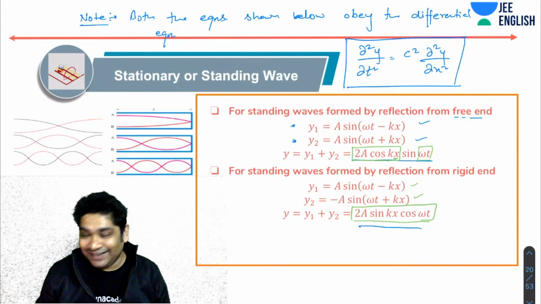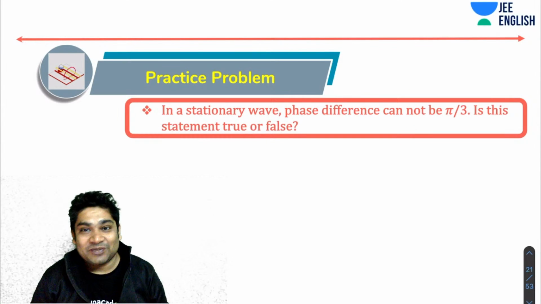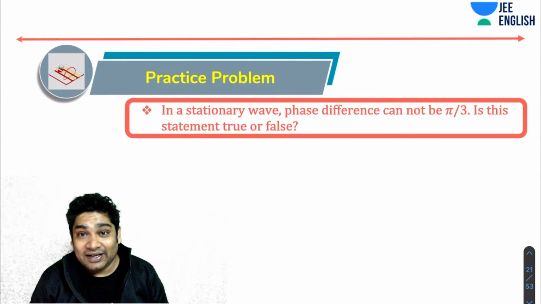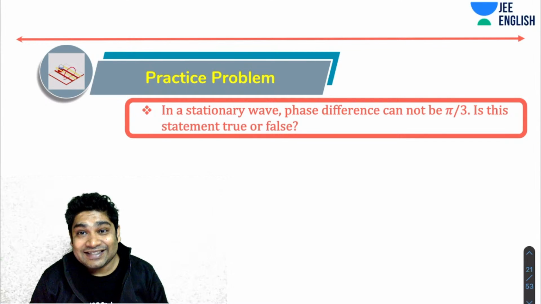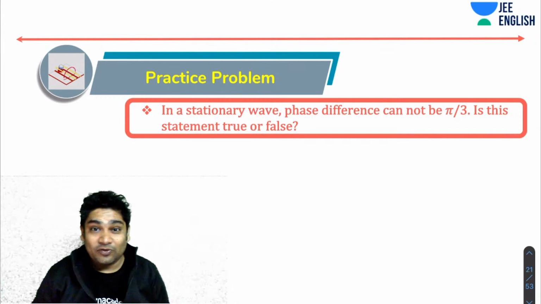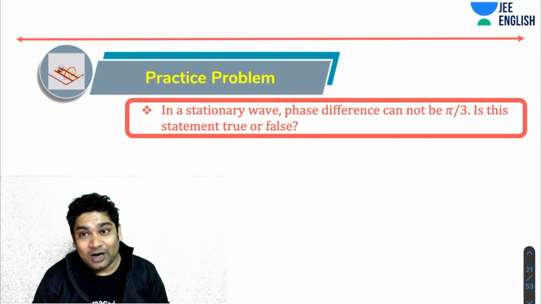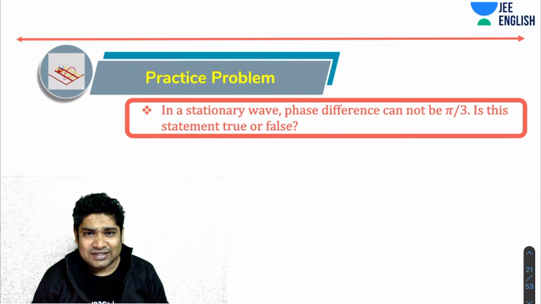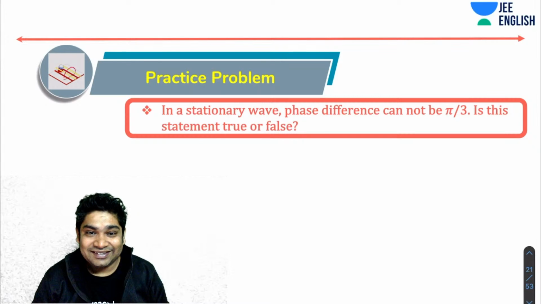So why don't we have a practice problem? You have been told that in a stationary wave, the phase difference cannot be pi by 3. Is the statement true or false? Phase difference between any two particles cannot be pi by 3 in a standing wave. True or false? Starting with a very simple conceptual question.